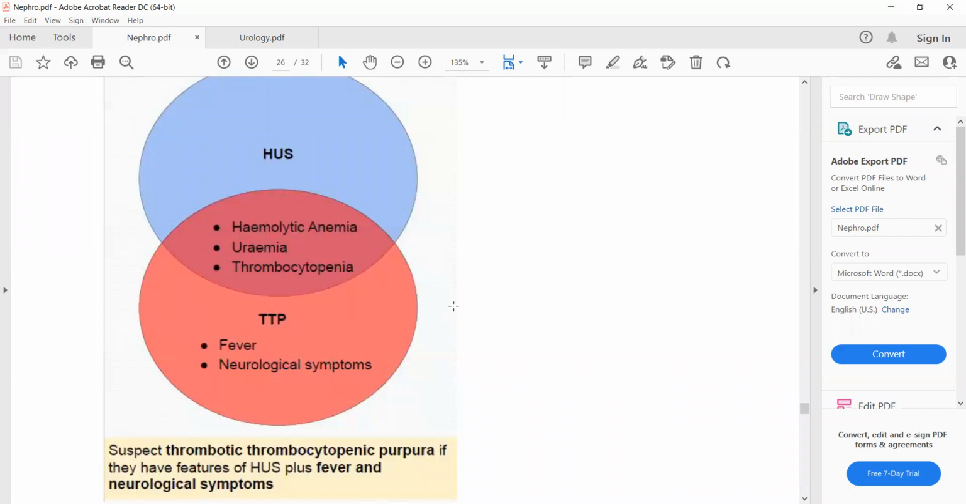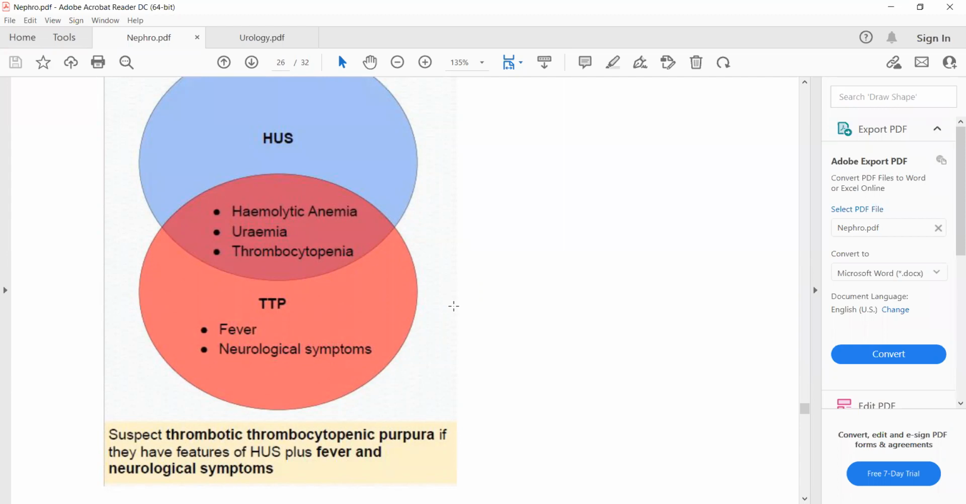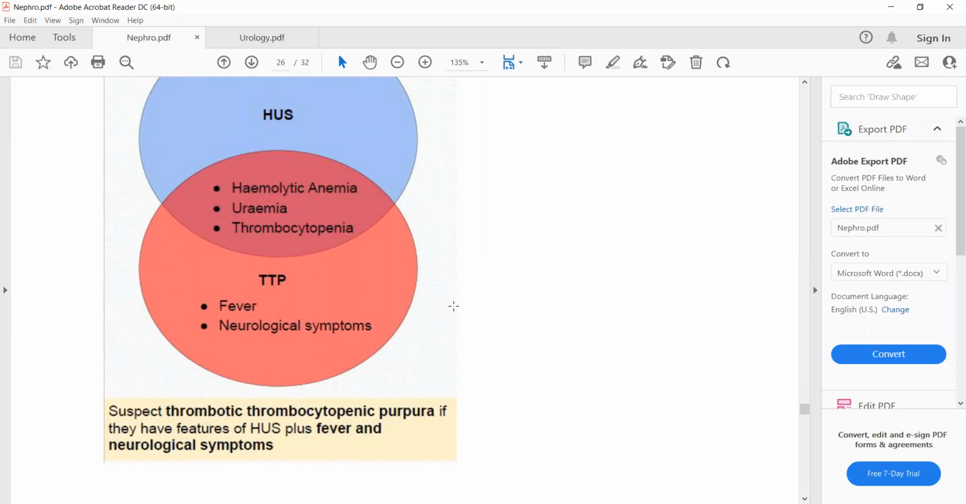Now, the same patient who develops hemolytic anemia, uremia, and thrombocytopenia after diarrhea, if he or she has fever and neurological symptoms along with these three features, then your diagnosis will be TTP, thrombotic thrombocytopenic purpura. So hemolytic uremic syndrome is if a person develops hematuria or renal failure following an episode of diarrhea that is initially watery and then bloody. Other features include hemolytic anemia and thrombocytopenia. And if the same person also has fever and neurological symptoms, then we will call it thrombotic thrombocytopenic purpura.